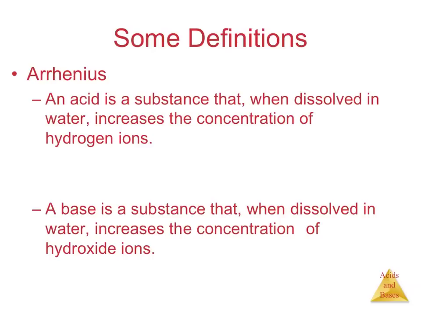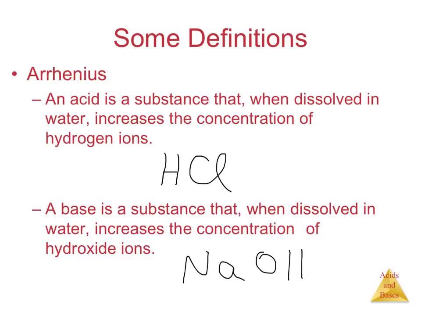The first definition we're coming across is the Arrhenius definition. Arrhenius says that an acid is a substance that, when you dissolve it in water, gives H plus ions or increases hydrogen ion concentration. Something that would do this would be something like HCl, which dissolves in water to give H plus ions. A base is a substance that, when it dissolves in water, increases the OH minus concentration. So something like sodium hydroxide would be an example of a base. We increase the hydroxide ion concentration when it dissolves in water.